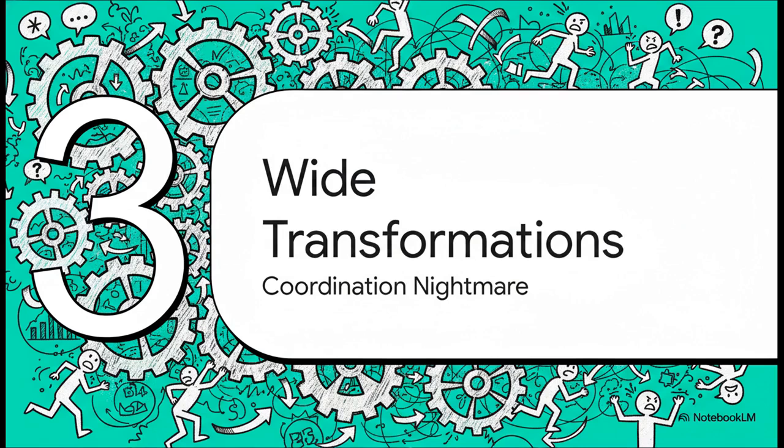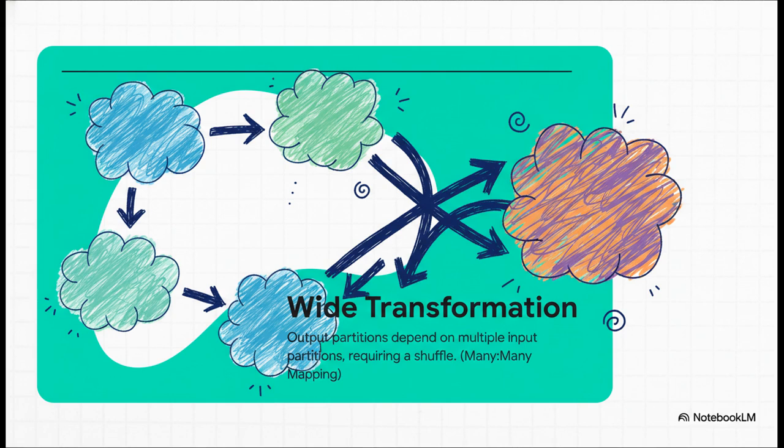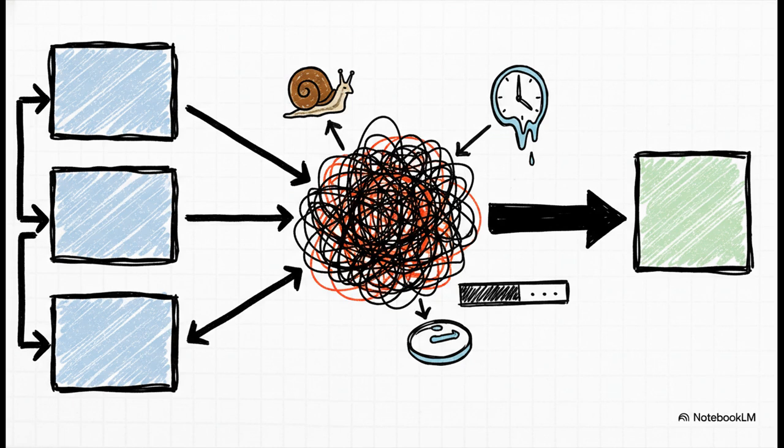Okay, and now for the other side of the coin. If narrow transformations are efficient, independent workers, then wide transformations are, well, a total coordination nightmare that forces everyone to stop what they're doing and have a big, slow meeting. You see, with a wide transformation, to calculate the result for just one output partition, Spark might need to grab data from multiple different input partitions. It has to pull bits and pieces of data from all over the cluster just to get a single answer. That's where we get that messy many-to-many mapping. And that's why it's so slow.